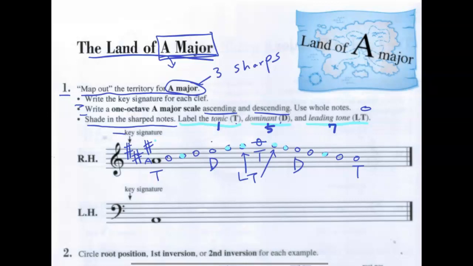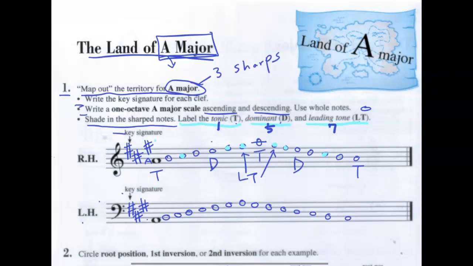Okay, and let's move down to the left-hand part in bass clef, and we are doing the same thing. Key signature, starting with F sharp, C sharp, and G sharp. And the first note, A, is already given. This A is here, A. And we are going to make the ascending scale together. A, B, C, D, E, F sharp, G sharp, and A. And descending scale, G sharp, F sharp, E, D, C sharp, B, and A.